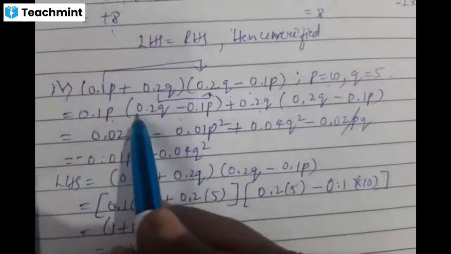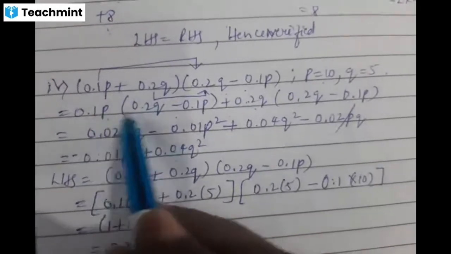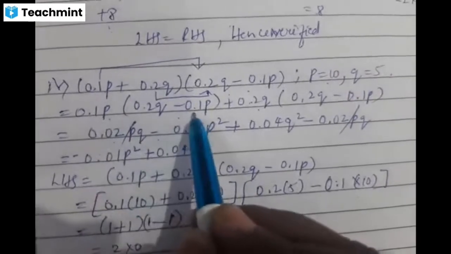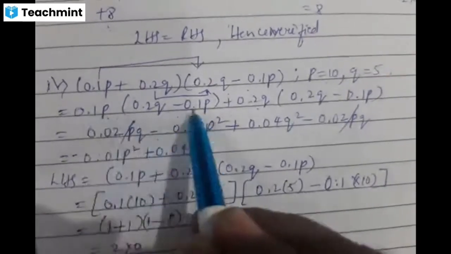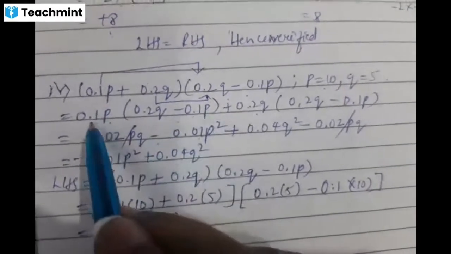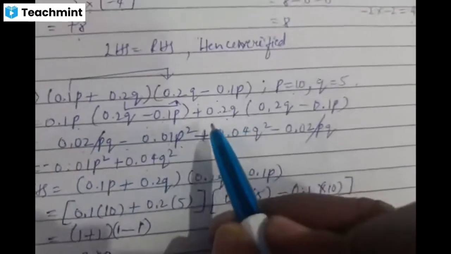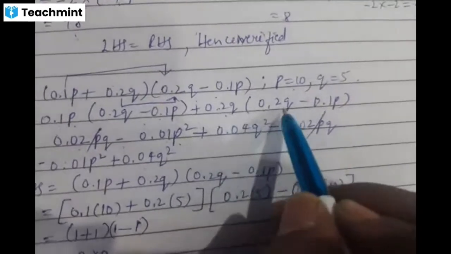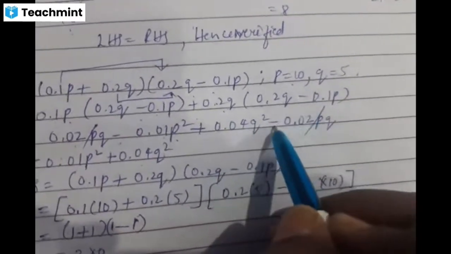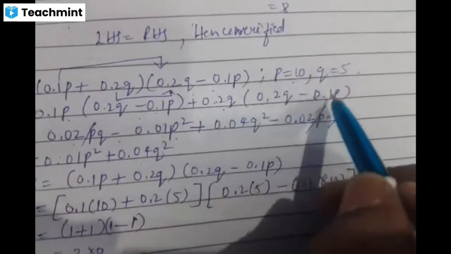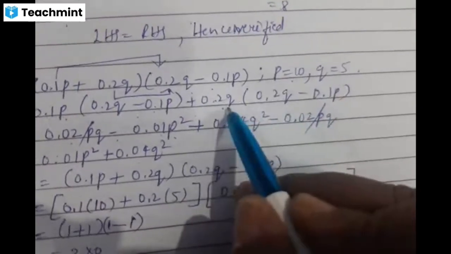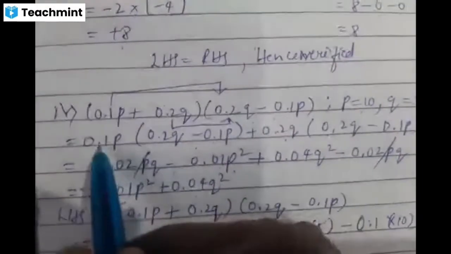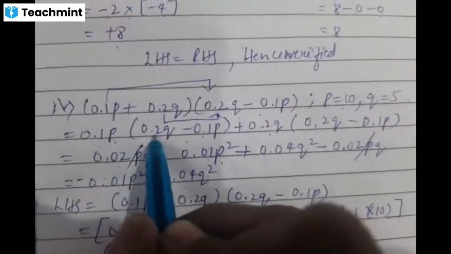0.1 into 0.2 is 0.02, p into q is pq. Minus 0.1 into 0.1p is 0.01, p into p is p square. 0.2 into 0.2, 0.04, q into q is q square, minus as it is 0.2 into 0.1 is 0.02pq as it is. Here you may have the doubt of how to multiply 0.1 into 0.2, children.